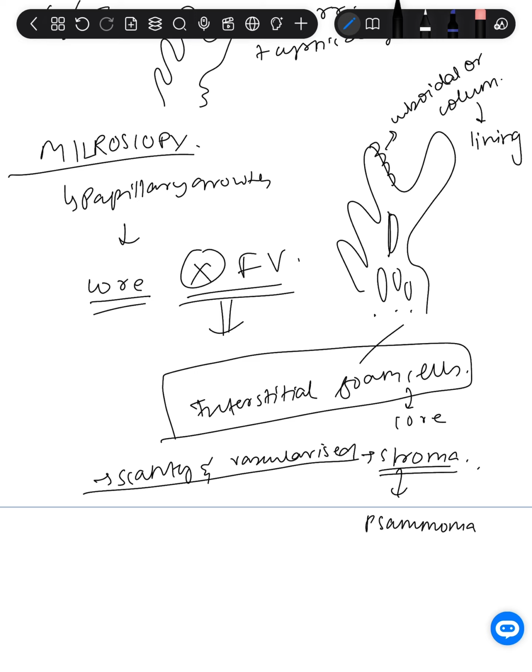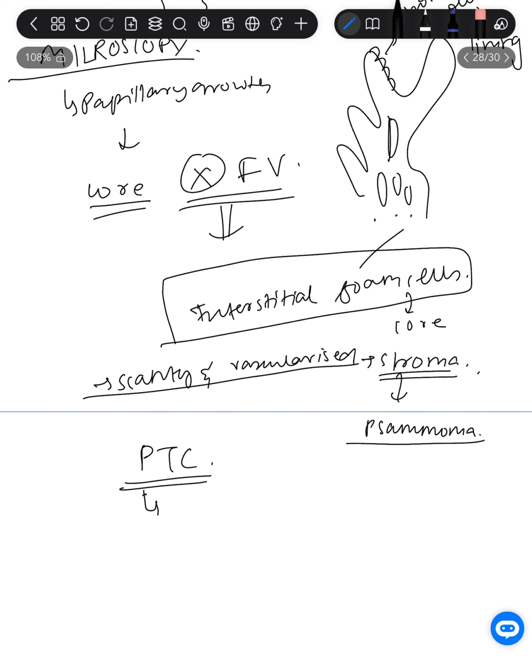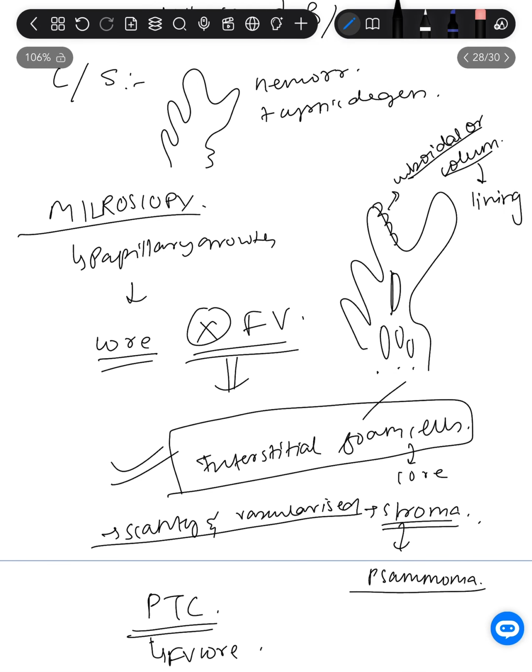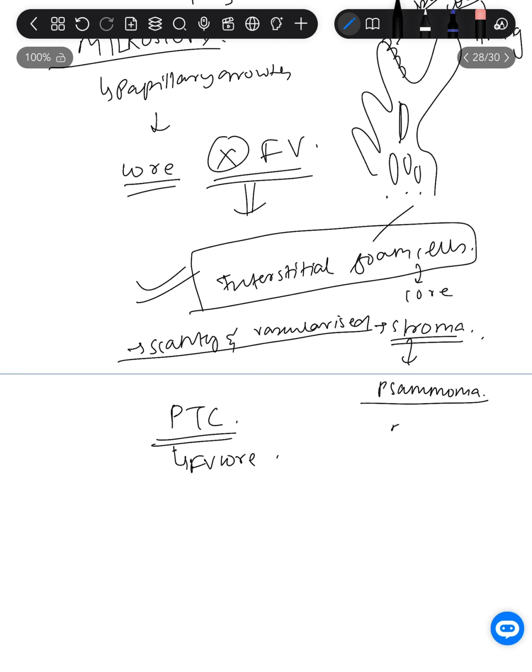you can see that there are some psammoma bodies also. These psammoma bodies were present in papillary thyroid carcinoma as well. But the difference is in papillary thyroid carcinoma we had a fibrovascular core. Here we have a core which is made up of interstitial foam cells. And secondly, here the lining is cuboidal or columnar. There we have psammoma bodies.